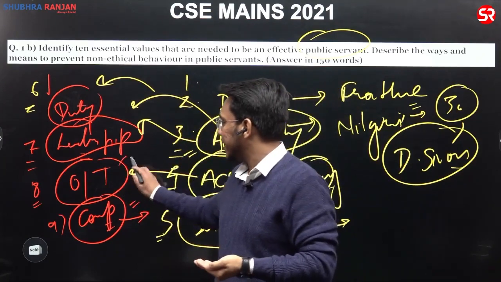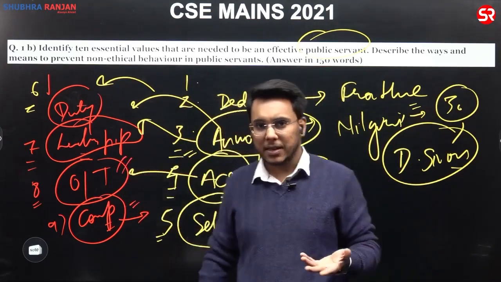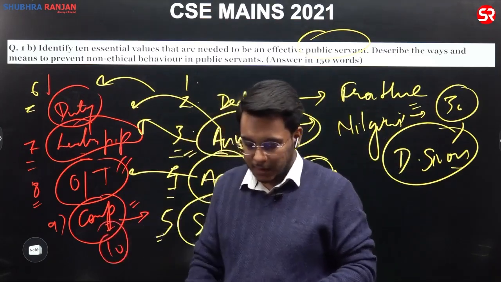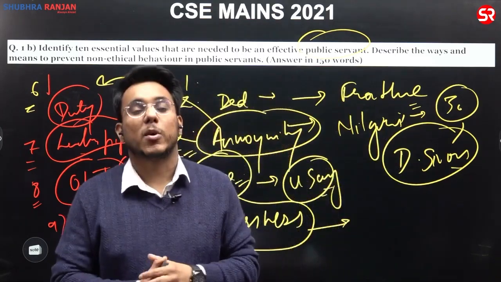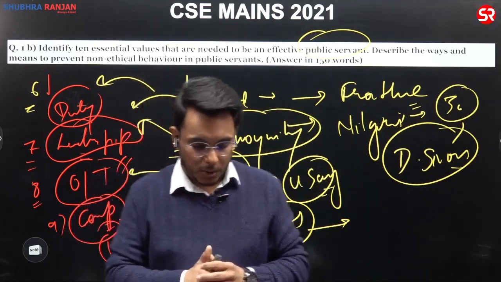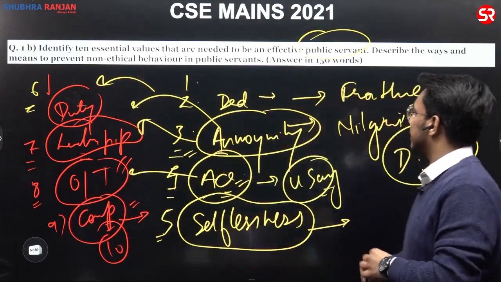Then the openness and the transparency. Is it clear? Fine. One more value we need to describe, the tenth. That is the value of responsibility. Is it clear? So these are the important values.